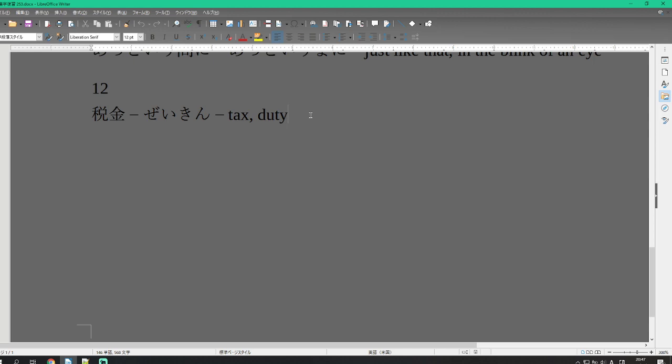Zeikin. Tax, duty paid on something. For reference, we already learned zei from the word for a duty-free store, or a menzeiten, or a lack of tax store. This is zeikin, or literally your tax money. Tax payment is zeikin. Duty or tax, zeikin.